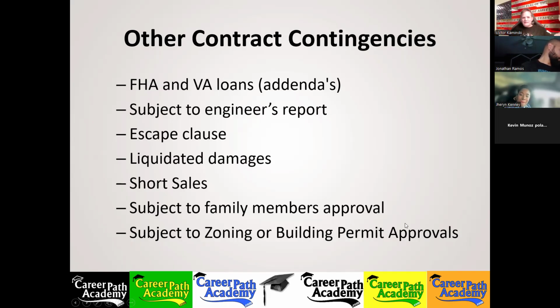All right. Now it could be subject to family members' approvals or subject to zoning or building permit approvals. This is really common with commercial real estate, actually. Builders and developers often submit offers to buy land to do subdivisions and such. And it's subject to them getting financing, subject to them getting zoning and building and environmental approvals and all this stuff. So there's all kinds of contingencies that need to be met before they'll go through with the purchase. And these offers get accepted all the time.